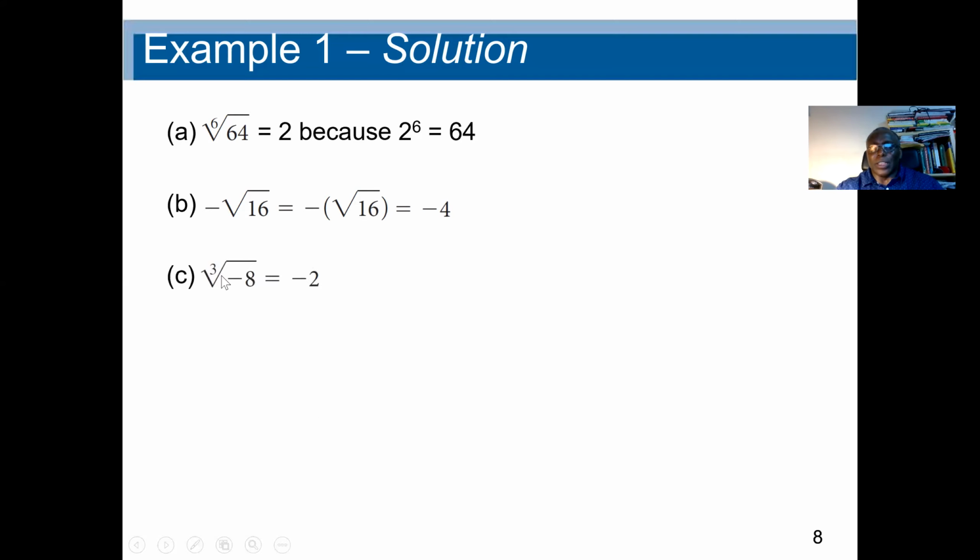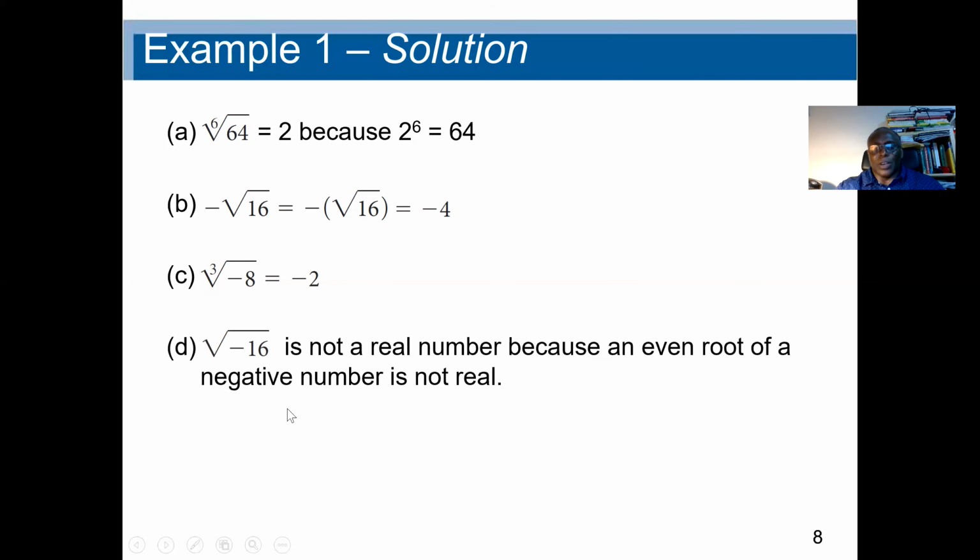Another example here. Now here, since our n value is an odd number, in this case 3, cube root, we can find a solution. So the answer will be -2. Now, I have square root, which means the value n is 2, an even number. So here we say it's not a real number because an even root of a negative number is not real. So we don't have a solution.